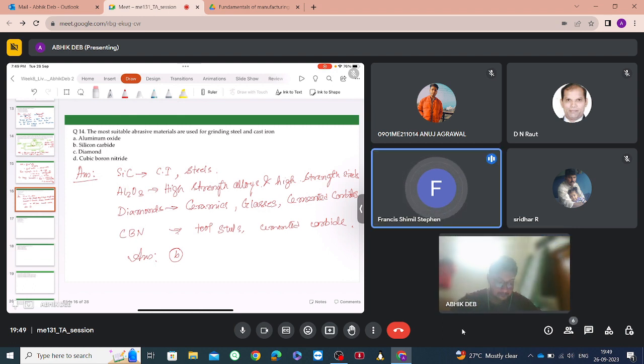So if we arrange these four materials based on tool life, how will it be? The diamond will have the highest.